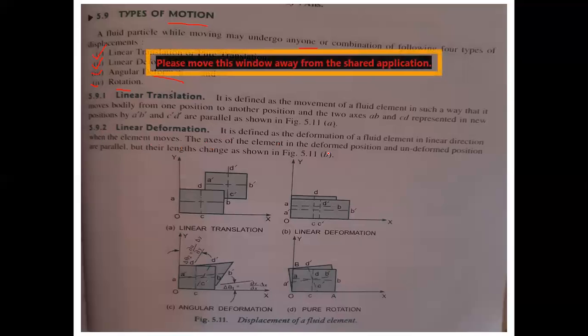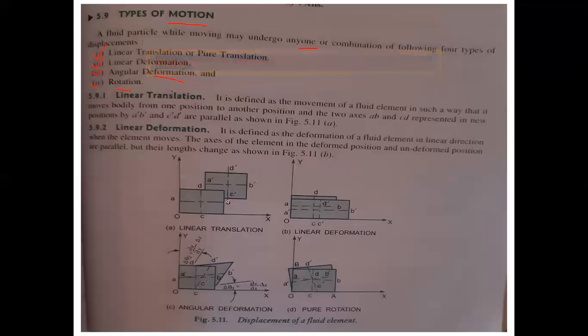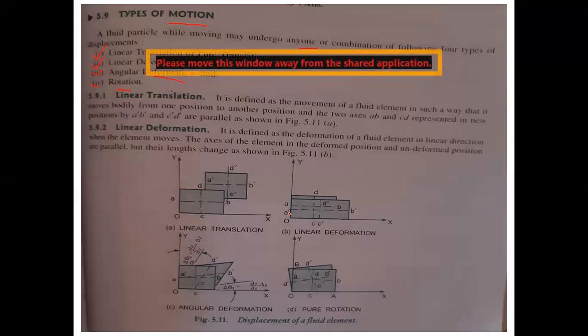The axes of the element in the deformed position and undeformed position are parallel, but their lengths change. So in linear deformation, when you transform the normal ABCD linearly, it undergoes some changes lengthwise. See here, the undeformed and deformed positions are parallel, but the length changes. The length from A to B stretches a lot, getting A dash and B dash, and also C dash and D dash. There is a change in the linear dimension.